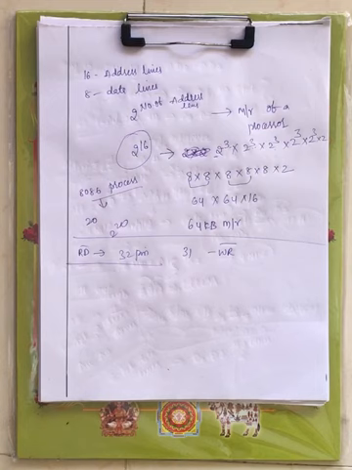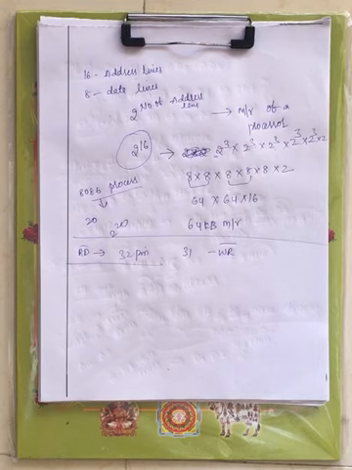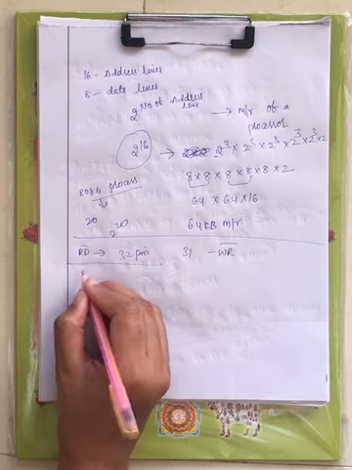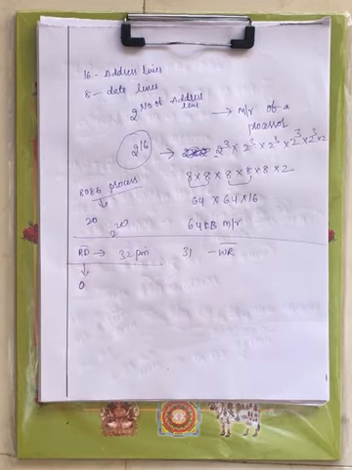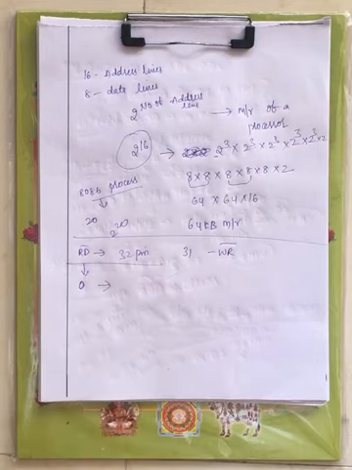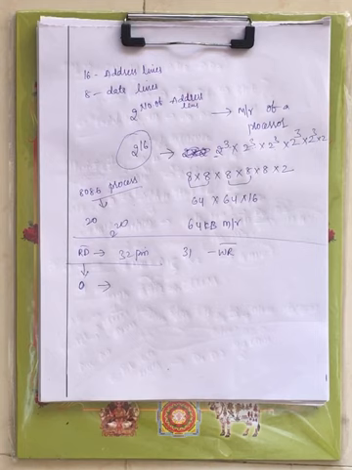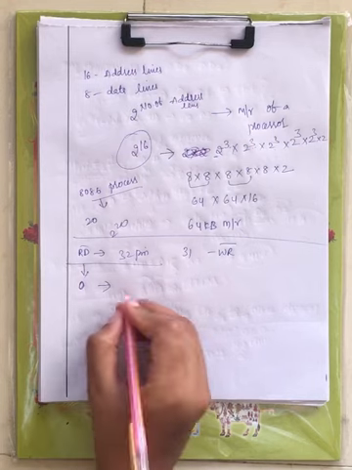These two signals are active low signals. When the RD signal is 0, that means you can read the data. When it is low, you can read the data from the memory location or the IO devices, depending on that.